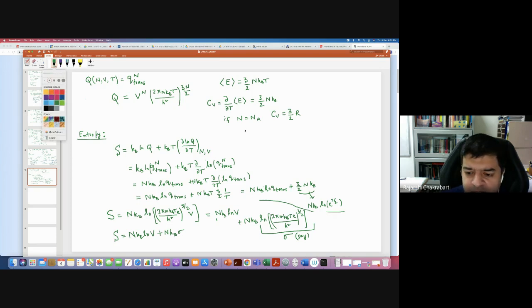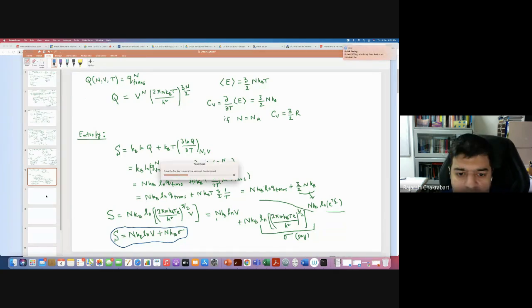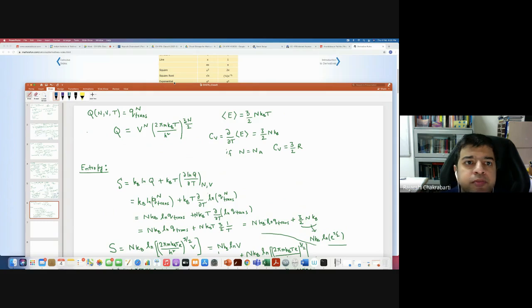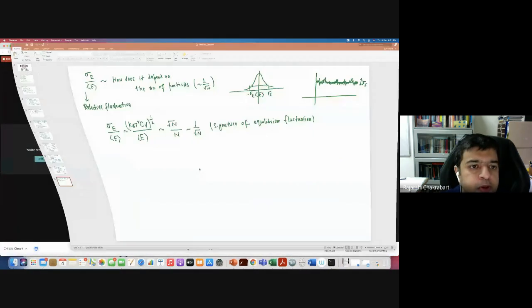Now, what is this sigma? Sigma does not depend on volume. That is important. It depends on temperature, it depends on mass. This is the structure. So now let us go and think of doing an experiment. Let us go and do the experiment. The experiment is as follows.